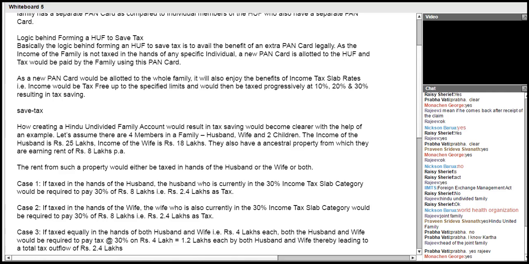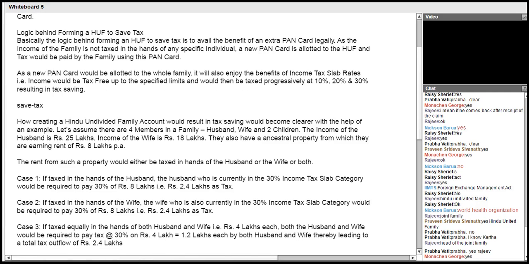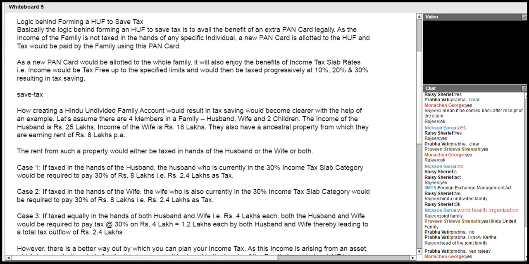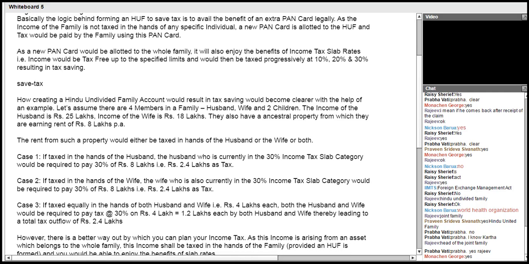The husband who is currently in the 30% slab category would be required to pay 30%. That is 2.4 lakhs as tax. And if it is taxed in the hands of wife, she will have to pay what? Again, she is going to pay this 2.4 lakhs.